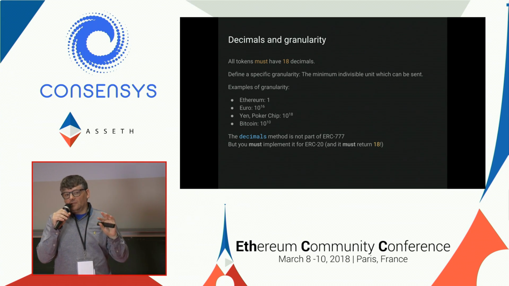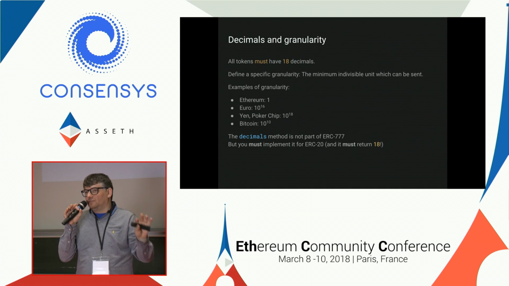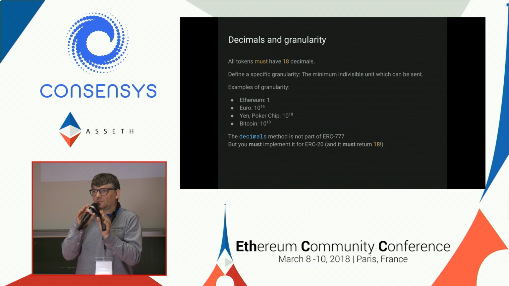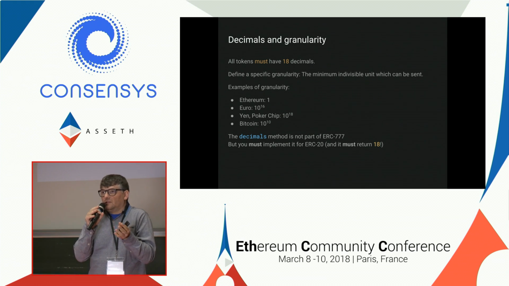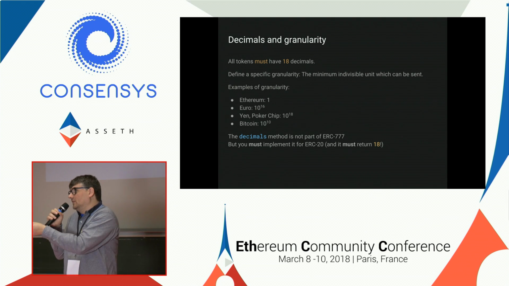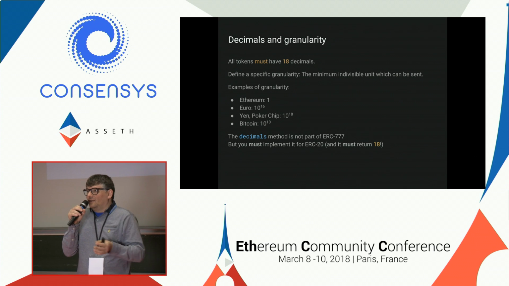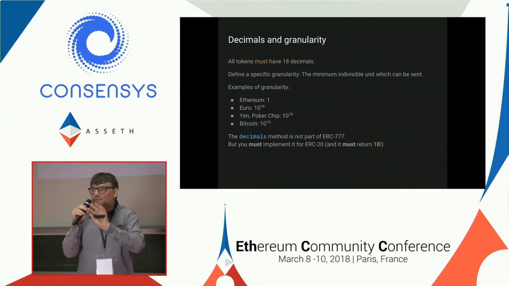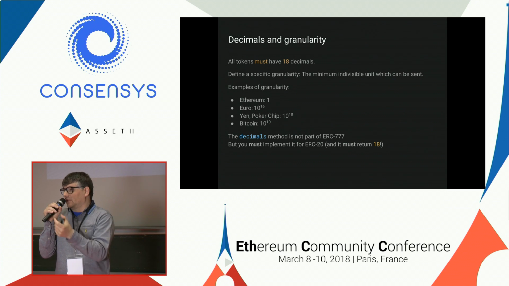So here we split two concepts that are very different from each other. One is the decimals, and the other is the granularity. The decimals in euro would be, for example, 2 decimals. In Bitcoin, I think it's 8 decimals. And in Ethereum it would be 18 decimals. That's one concept. The other concept is the minimum indivisible amount that can be transferred together. Okay, so this is the granularity.